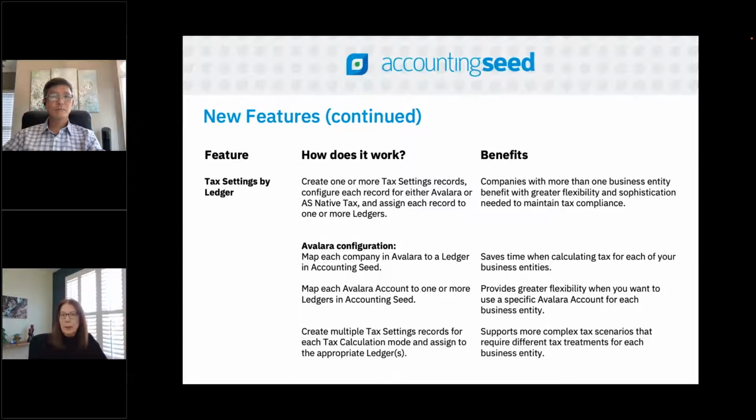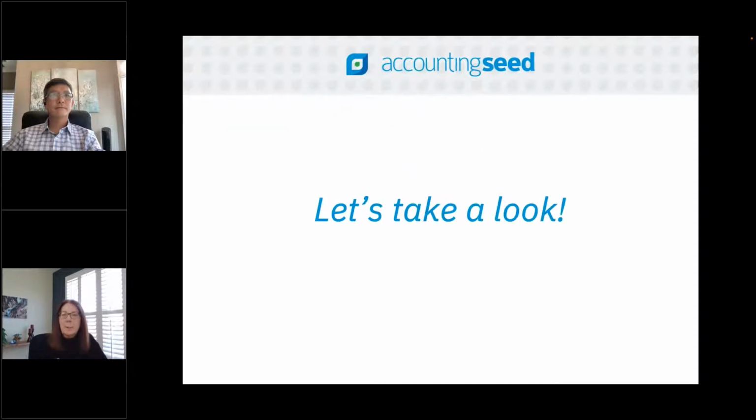You can now configure different tax calculation modes for your different lines of businesses. So, for example, you may need to assign a point of sale calculation mode in one of your ledgers and a shipment calculation mode in another ledger. And you can now do that. And finally, we're giving you the ability to map companies or ledgers configured in Accounting Seed to your companies configured in Avalara.